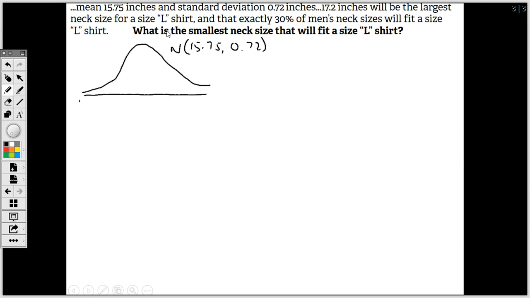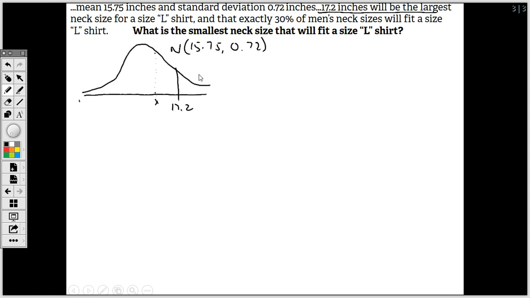We know that 30% of men's necks will fit, and the cutoff of 17.2 will be the largest. So we're going to have some size here, 17.2, which is bigger than 15.75, so we're right of the mean. And we're going to have some other cutoff somewhere over here so that this is 30%, and we want to know what this value is. Okay, so this is 30%. Here's mediums, here's smalls, etc.